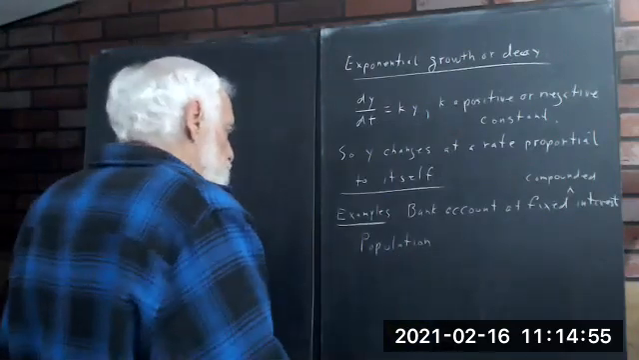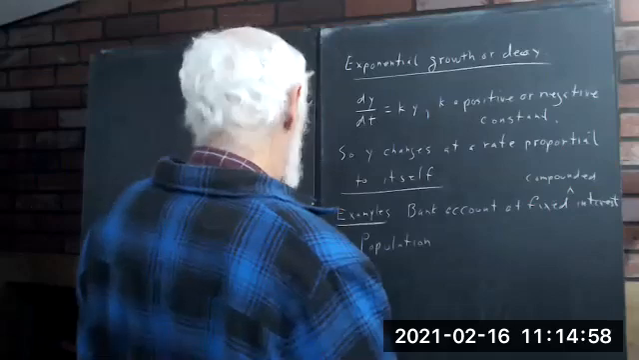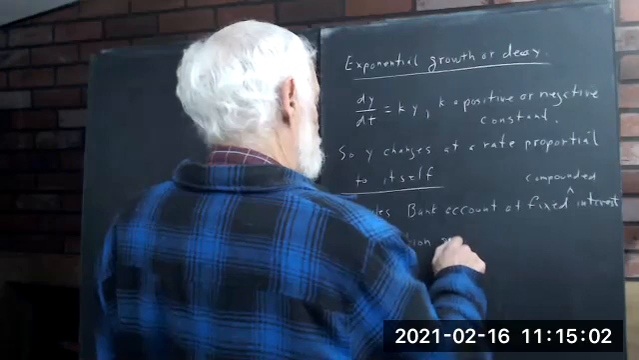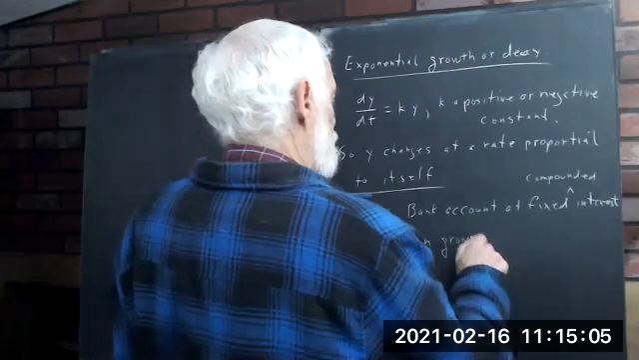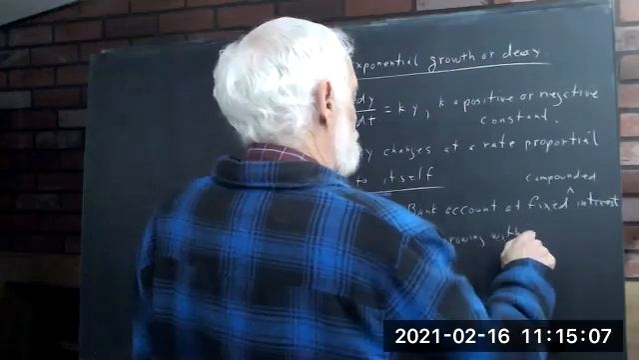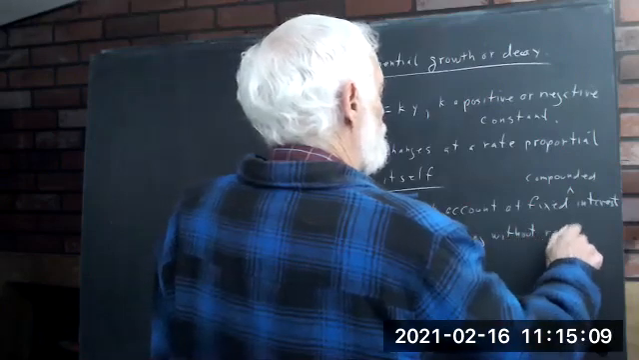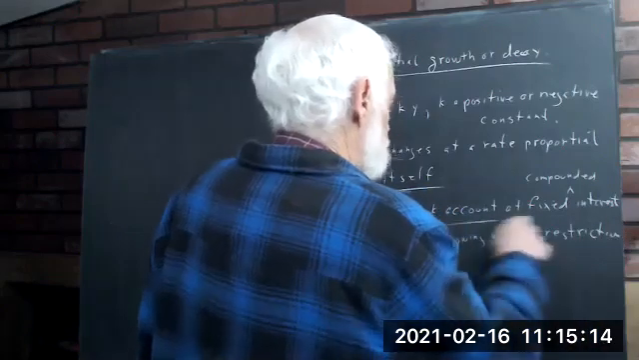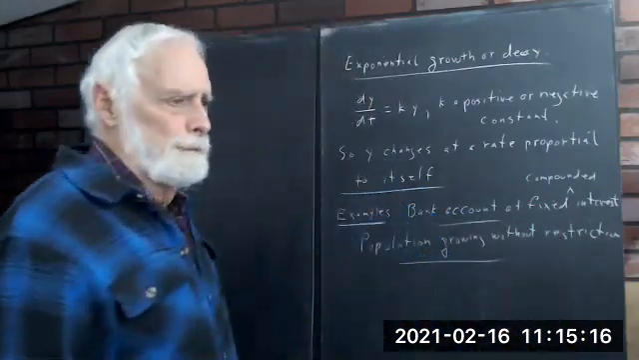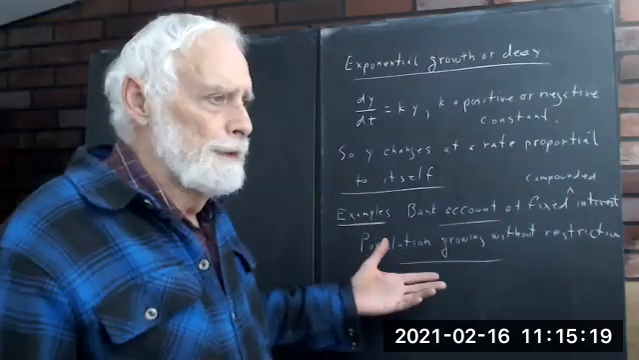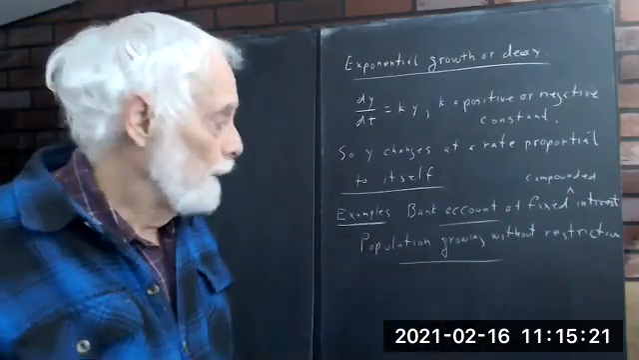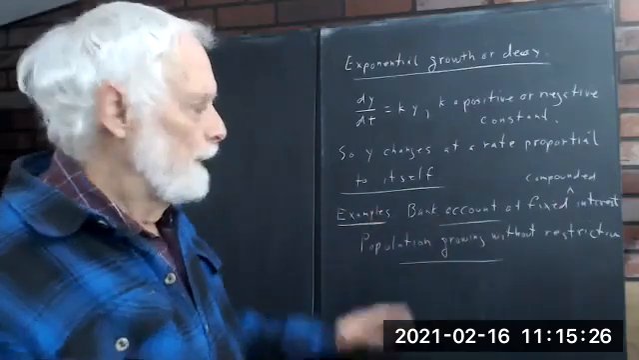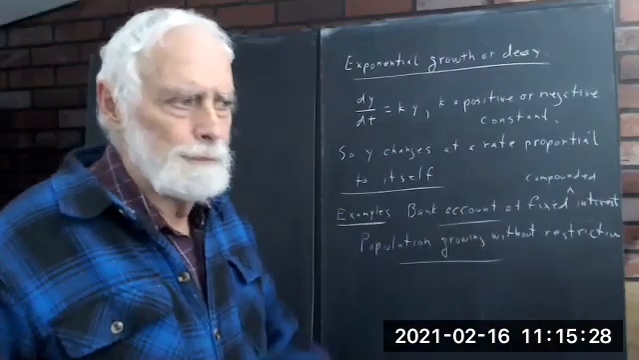Population that's growing without restriction. Okay, well, the more critters you got, the more they're going to produce. No restriction. Okay, now, very few populations grow in this manner.